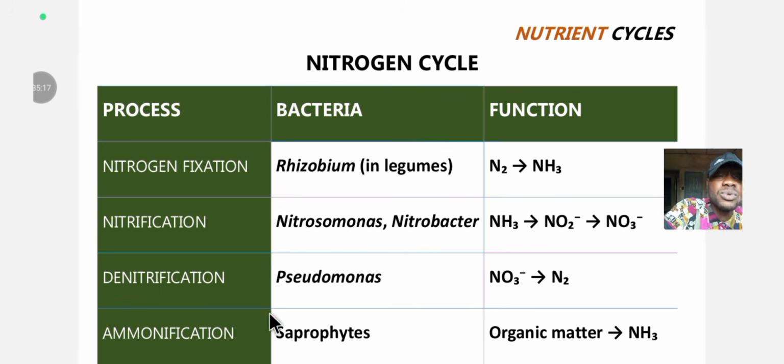Ammonification. And what happens during ammonification? Organic matter is converted to ammonia. That's what happens during ammonification.